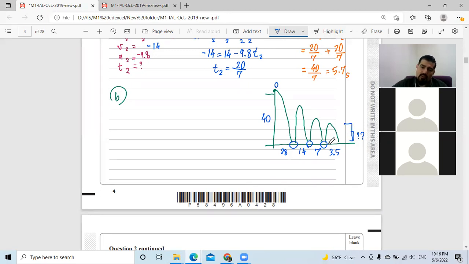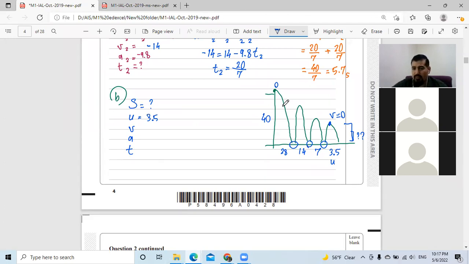Now we know that for the third bounce, the initial speed is 3.5, and at the maximum height, the final speed is what? It is 0. So we are going to solve that again for this part. They ask about this distance. The initial speed is 3.5 meters per second.